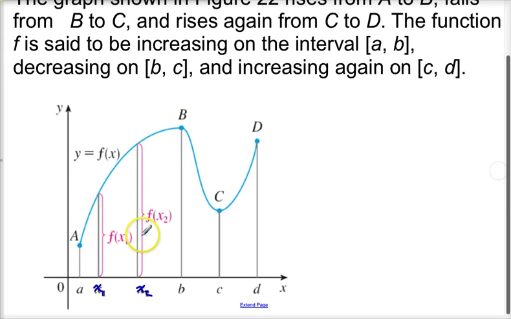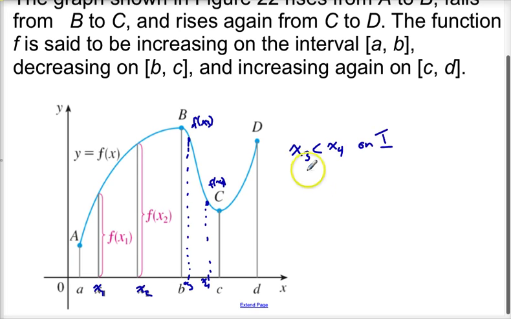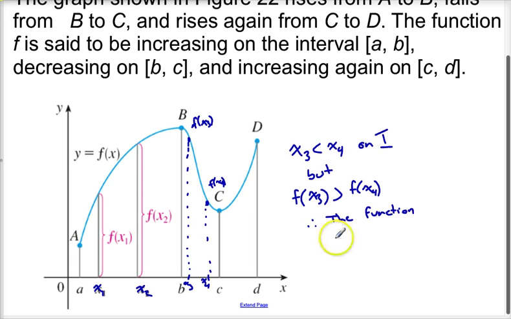So if I were to pick two more values, I call this, say, x3 and x4, and then I could match them up here, and this is f of x3, and this is f of x4, then I know that x3 is less than x4 on I, the interval, but f of x3 is greater than f of x4, so therefore the function is decreasing from B to C.